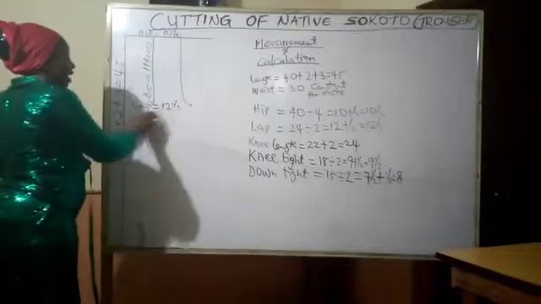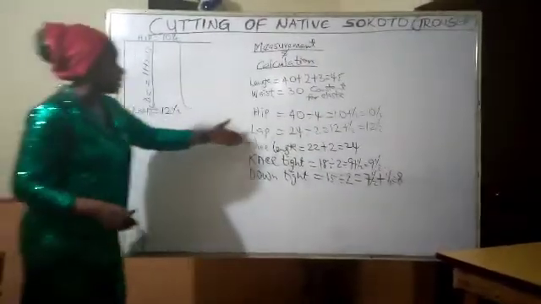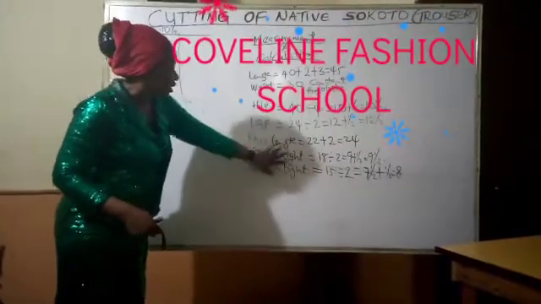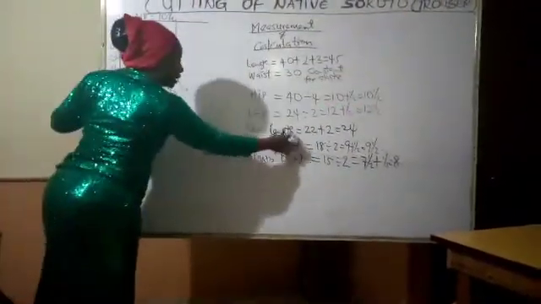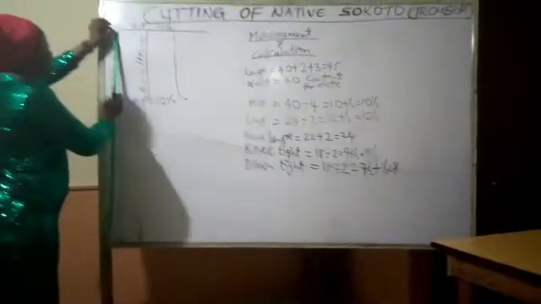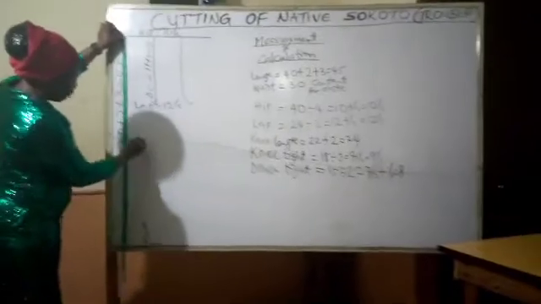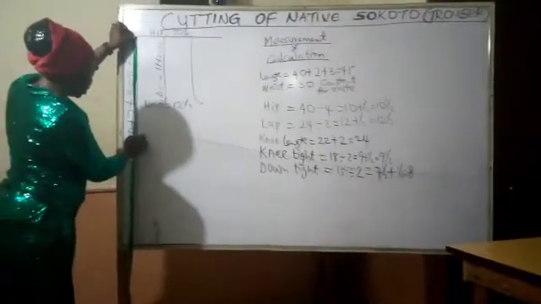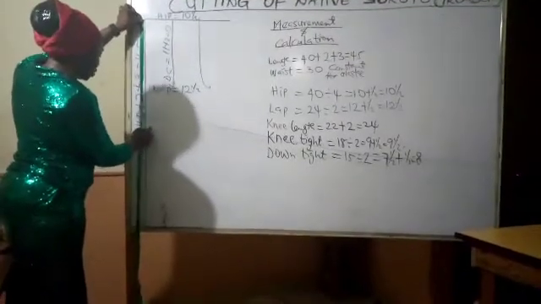Now this is our lap measurement. The calculated lap is 12 and a half. Now we move to the next measurement, which is the knee length. We are going to have the knee length because you cannot get the knee tight without having the point of the knee length. So the calculated knee length is now 24.